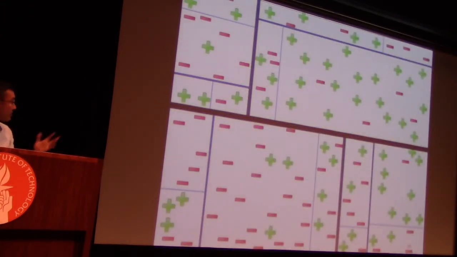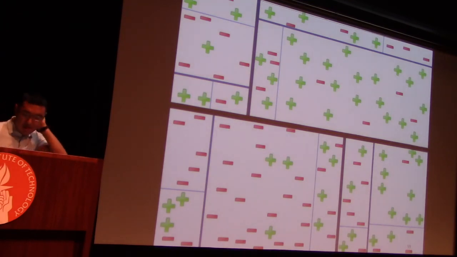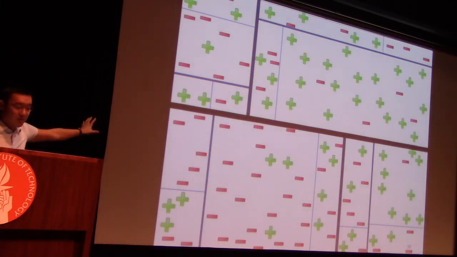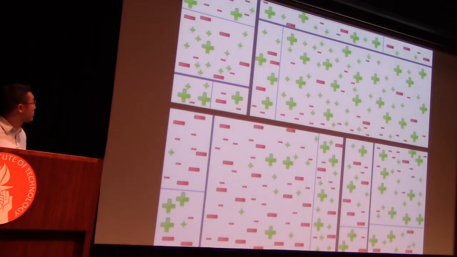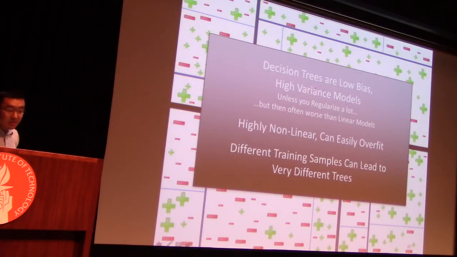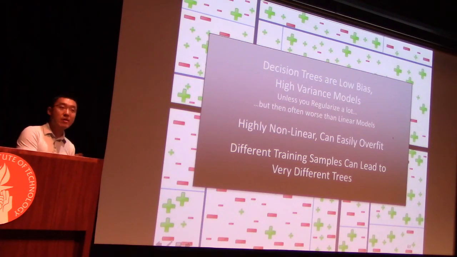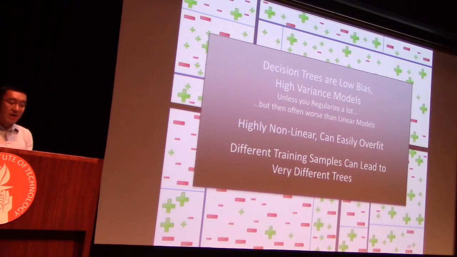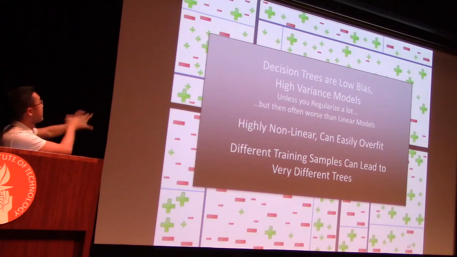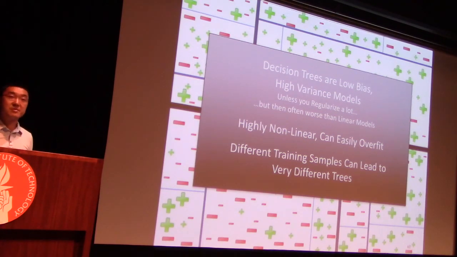And so let's think back on bias variance for decision trees, right? If this is our decision tree trained on the training set, and this is the true test distribution with a bunch of data points that we haven't seen, the hope is that we'll get most of those classified correctly as well. And so decision trees are low bias, high variance models, unless you regularize a lot. Highly nonlinear, they can easily overfit different training samples. If we took a different sample of the training set, it can lead to very different trees, right?